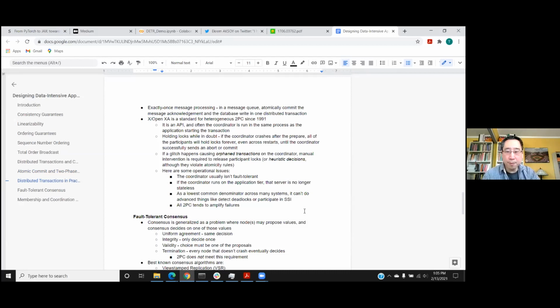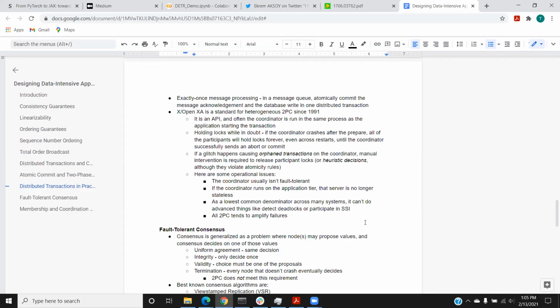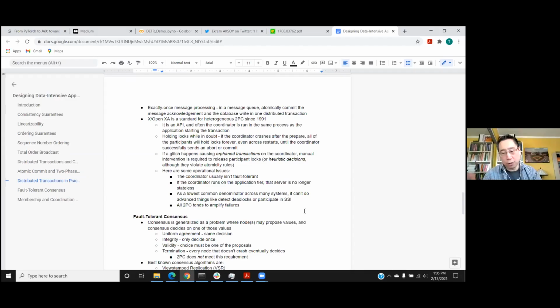Even when the coordinator comes back up, what's supposed to happen is it's supposed to look at the logs and say, oh, I did this commit, but I never got confirmation from all the nodes that they succeeded in doing the commit. So let me resend those messages. And then the nodes would be like, okay, fine. And so you can get these orphaned transactions. And the problem with an orphaned transaction is it's not a temporary thing. Nothing will ever undo the orphaned transaction.